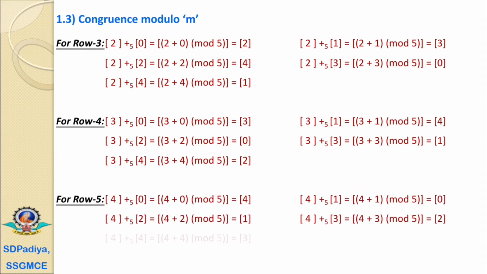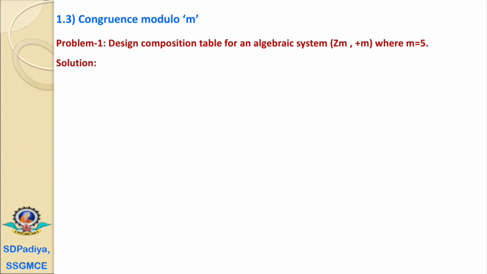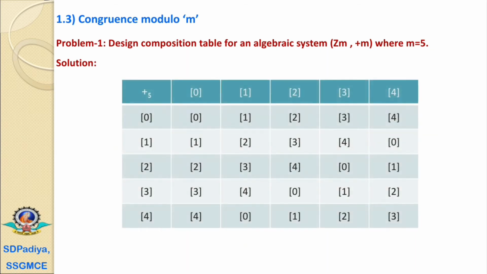Same we can find out for the last, that is the fifth row: 4 plus 0 equals 4, 4 mod 5 is 4; 4 plus 1 is 5, 5 mod 5 is 0; 4 plus 2 is 6, 6 mod 5 is 1; 4 plus 3 equals 7, 7 mod 5 is 2; and the last is 4 plus 4 is 8, 8 mod 5 equals 3. If we put all the values in the composition table, then your composition table will look like this.